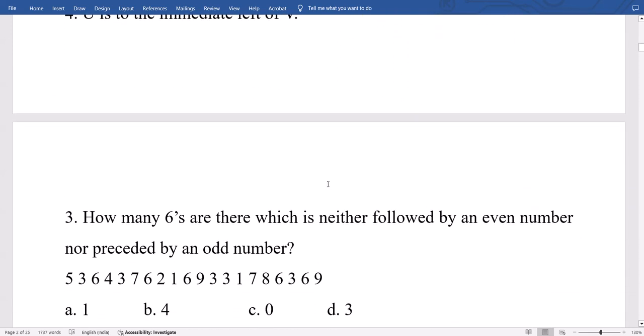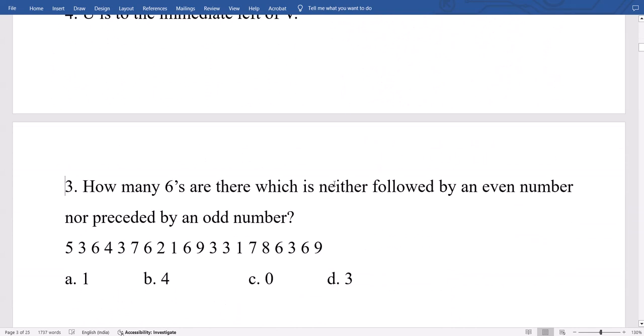Right. Now say this, how many 6s are there in such a way that they are not followed by even number, not preceded by odd number. Preceded means before, you don't want odd number, means you want even number before 6. Now, neither followed by even number. You don't want even number to follow, means you want odd number.